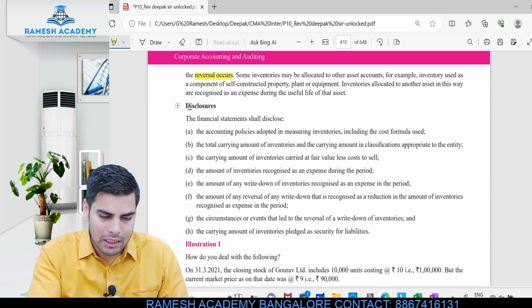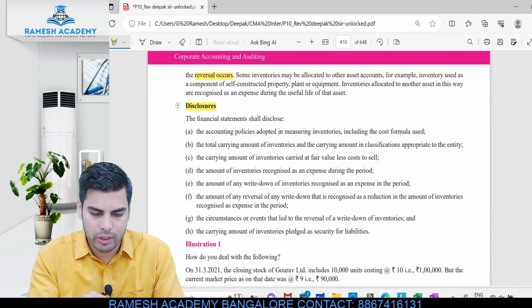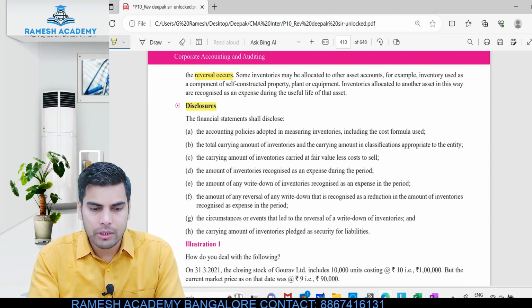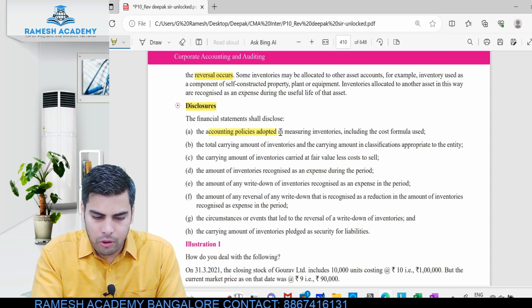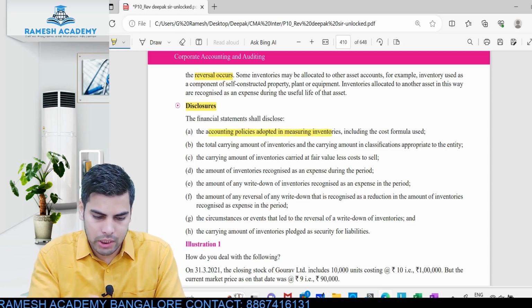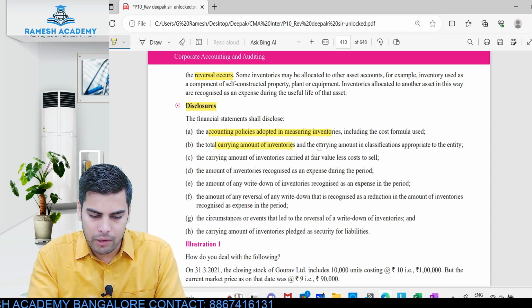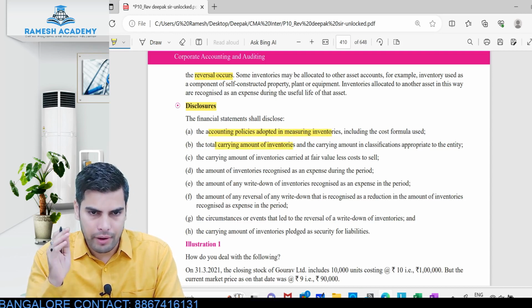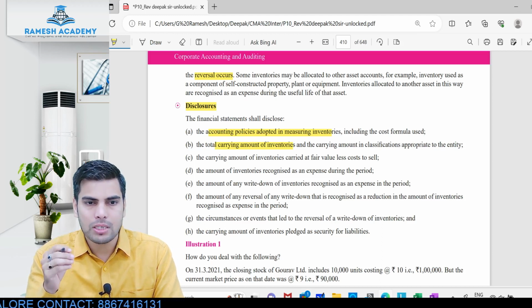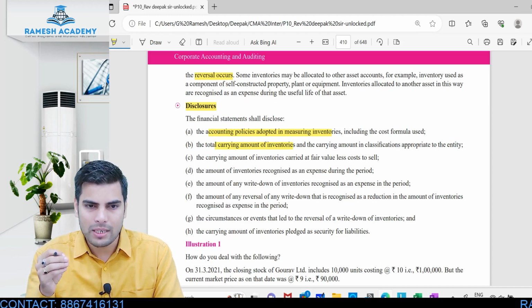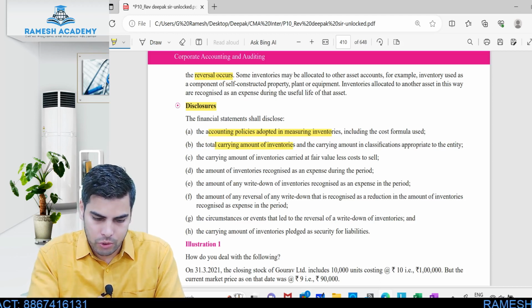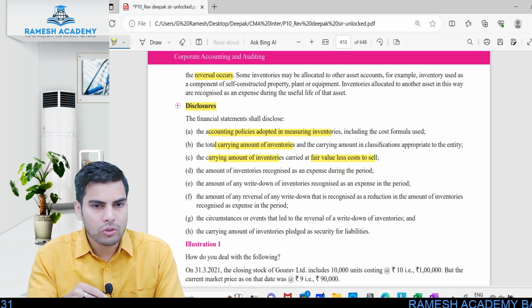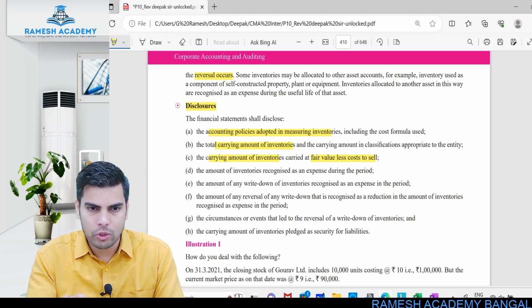Let's talk about the last part, that is disclosure. The financial statement shall disclose the following: the accounting policy adopted for the purpose of measuring the inventory, the carrying amount of inventory and the carrying amount in classification of appropriate items of the inventory. How much is the carrying amount of raw material? How much is the carrying amount of work in progress? How much exactly is the carrying amount of finished goods? The carrying amount of inventory carried at fair value less cost to sell. Normally when it comes to agricultural produce, we'll be using this approach: fair value less cost to sell.